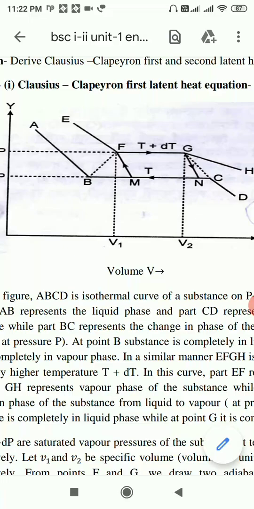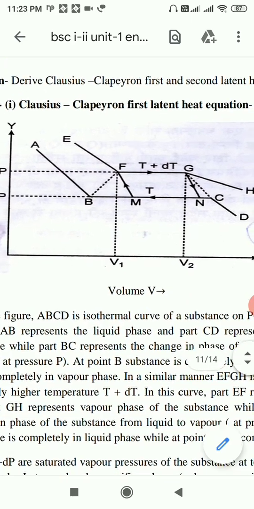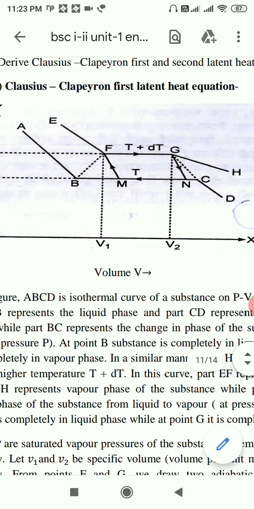Today's topic is Clausius Clapeyron latent heat equation. There are two Clausius Clapeyron latent heat equations. First, we see the first equation, Clausius Clapeyron first latent heat equation.